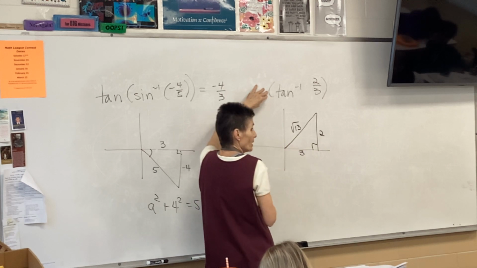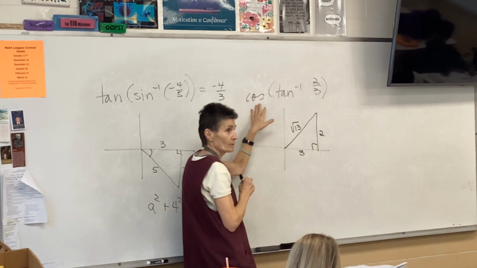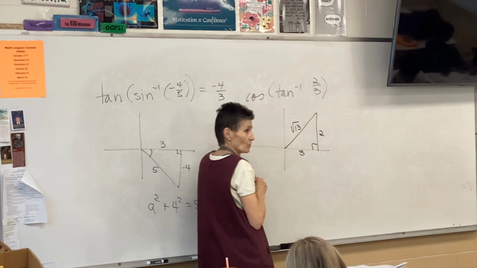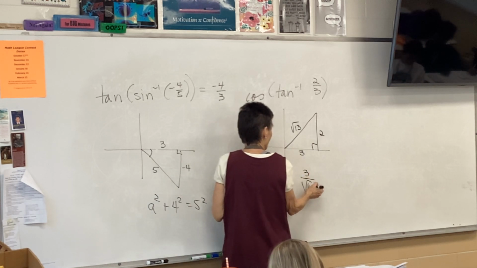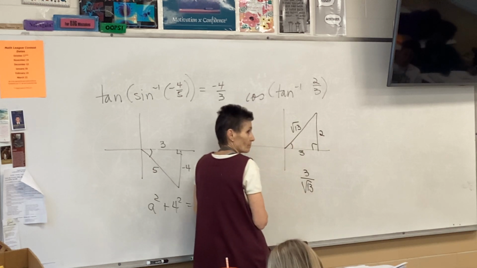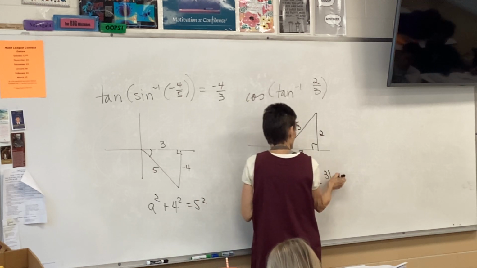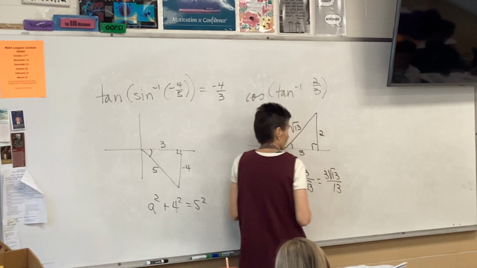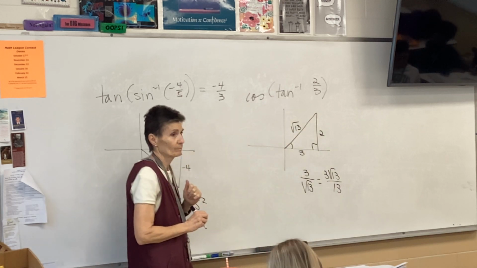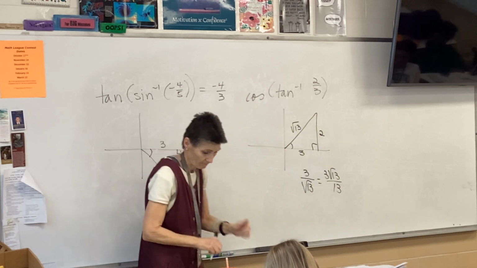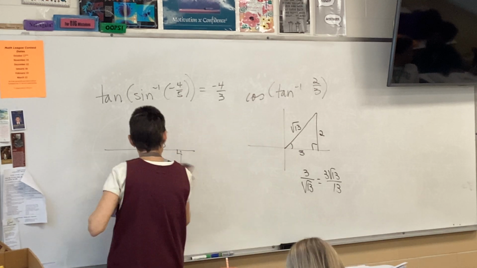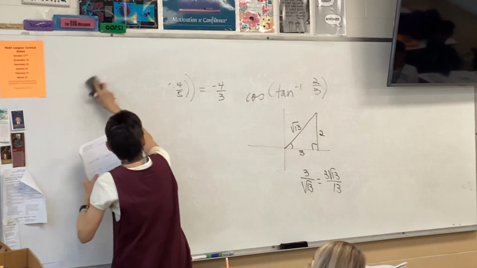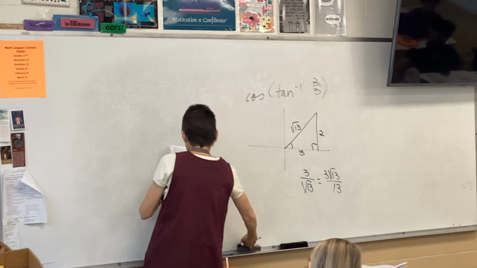Now, what do I want to know? I want to know the cosine. So I look at my picture. Cosine is adjacent over hypotenuse, or 3 root 13 over 13. All right, we need one more together, and then you can do that last one on your own.